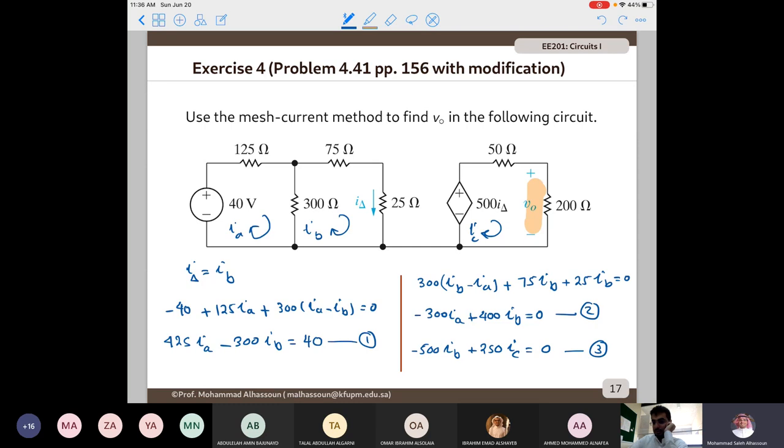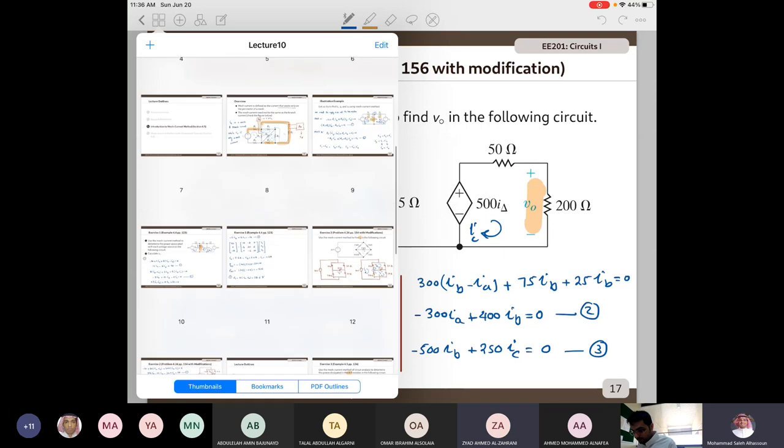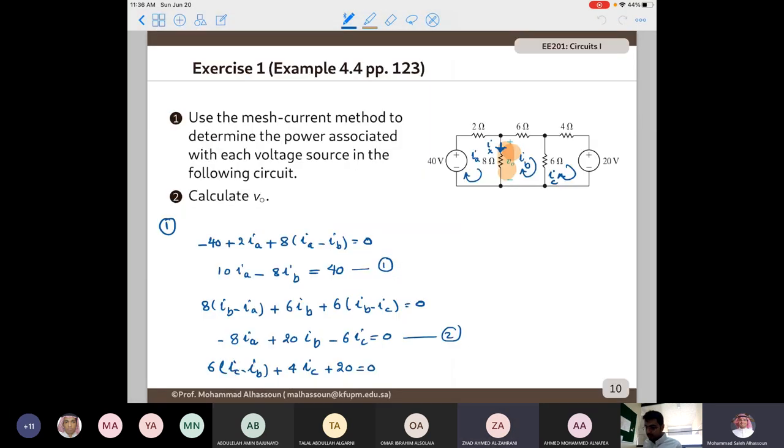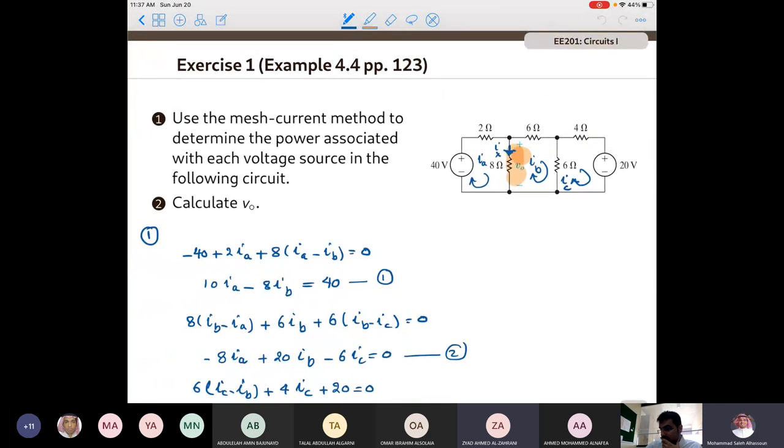Okay, any other questions? Ziad, yes. Can you go to the first exercise? This is a non-official office hour, so you may use it. Okay. This one. Yes, for determining the power for the voltage source. When the current is going out of the positive, that means the source is delivering power.